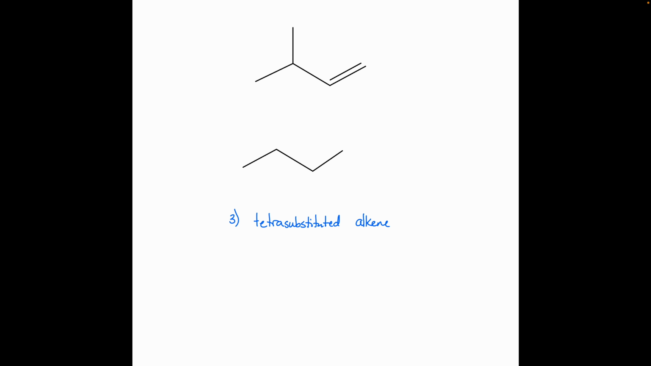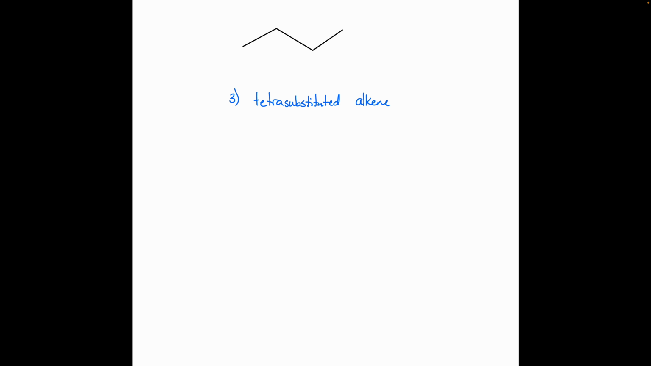Quaternary? No, the quaternary is the one where it has 4 carbon neighbors. Well, yeah, 2 for each side of your double bond. So the smallest possible tetrasubstituted would be this one here. And then we could add more carbons on there.